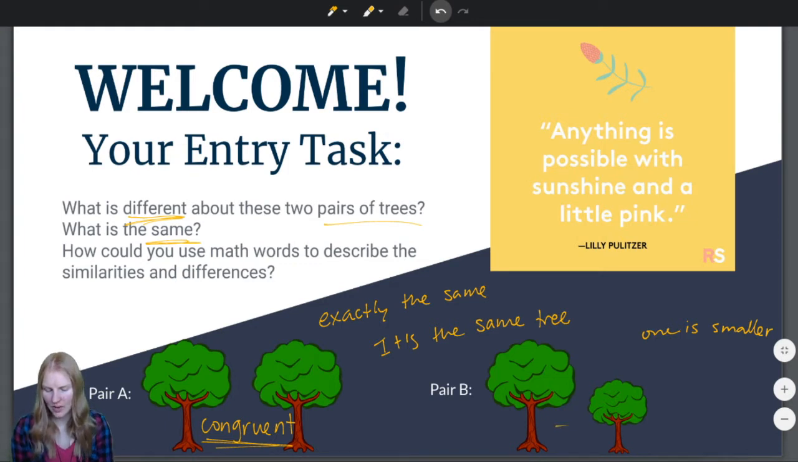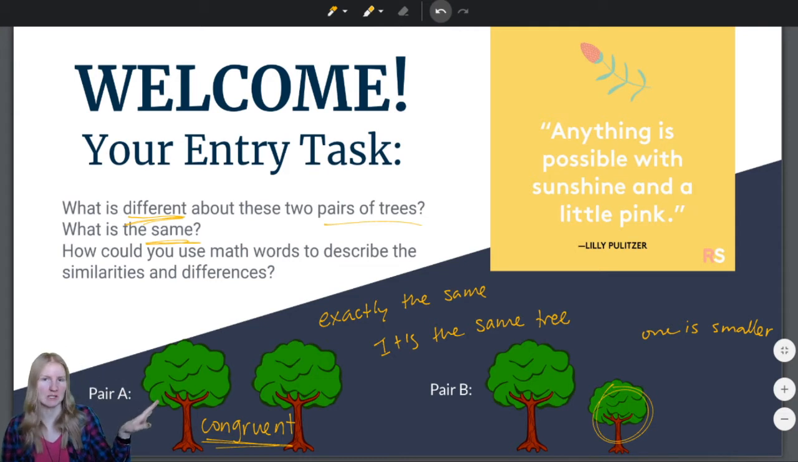The trees in pair B can't be congruent because this tree is smaller. They're not exactly the same. The shape is the same, they're both trees, but the size isn't the same. So we can't use the word congruent because that's taken for same shape, same size.